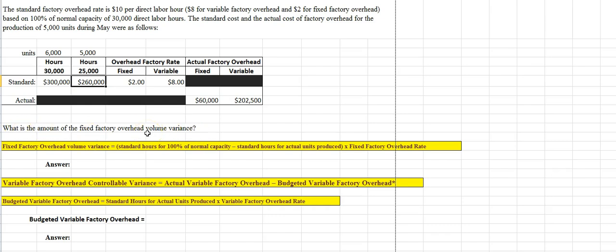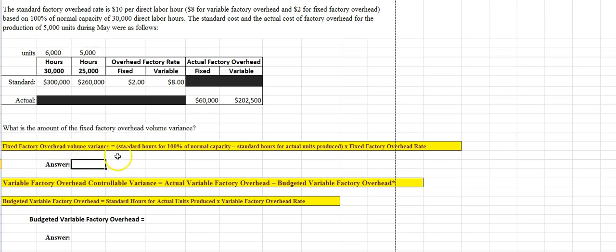Fixed factory overhead volume variance. So let's do that. Even though here we have 60,000 and here we have 60,000, you might get confused and say, oh, there's zero variance. The reality is that there's going to be a negative variance. Why? Because for $60,000, you could have used that to produce 6,000 units. Instead, you produced only 5,000 units. So you sort of left some unused capacity, right? So that's the idea behind this formula.